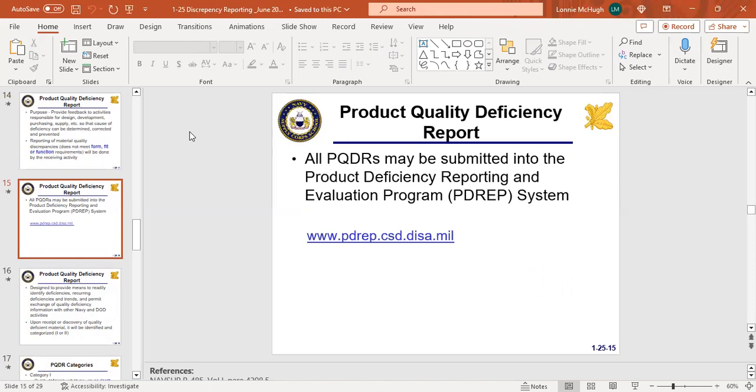I like to think of this as like car parts. If you buy a universal car part, lots of times it won't fit. Just the nature of it. They try and sell it to everybody, but it doesn't fit everything without some serious modification. So if you get a product in, you try it on whatever system that you have, and it seems like it would work, but it doesn't actually when you go to attach it, that's when you have that quality deficiency. QDRs are also maintained in the PDREP system. So QDRs and SDRs are both maintained in PDREP.